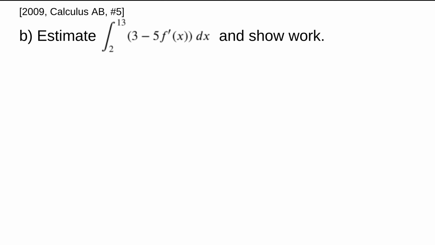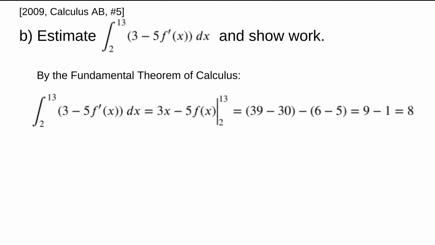In part B, we are asked to estimate the integral from 2 to 13 of 3 minus 5 times f prime of x dx and show our work. There's a couple of different ways to do this. You could split this into a couple of different integrals, use some properties of integrals, and evaluate them separately, or you could just take it for what it is. This is a function, and we're going to find the antiderivative of this function. The integral from 2 to 13 of 3 minus 5 times f prime of x dx.